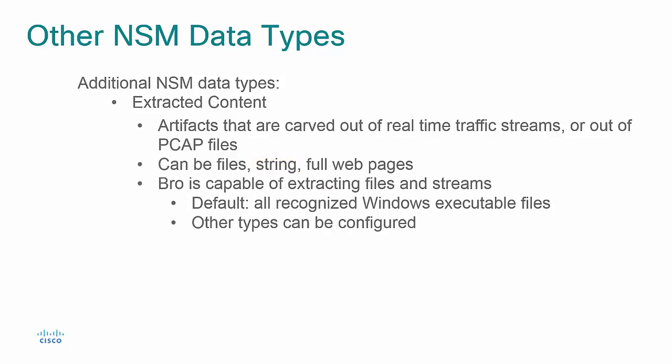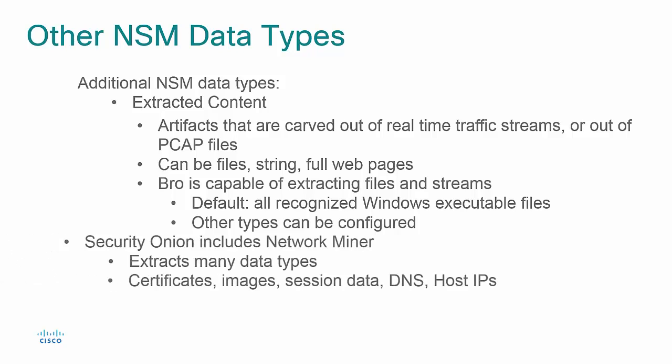Bro is capable of extracting files from the streams that it analyzes. In Security Onion, the default Bro configuration will extract all Windows executable files that it recognizes. Bro can be configured to extract files of other types as well by modifying a script.